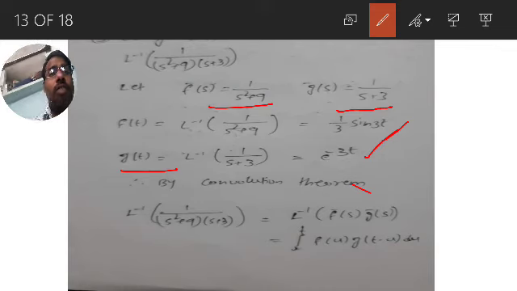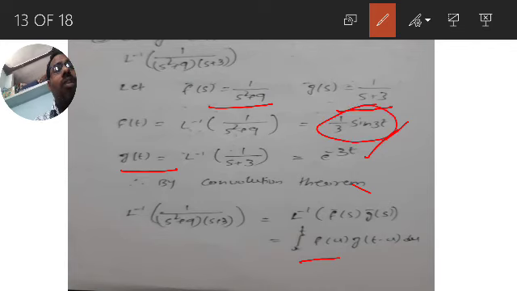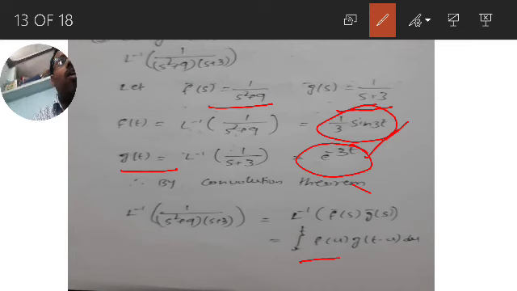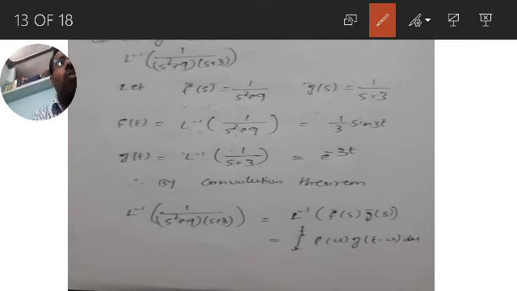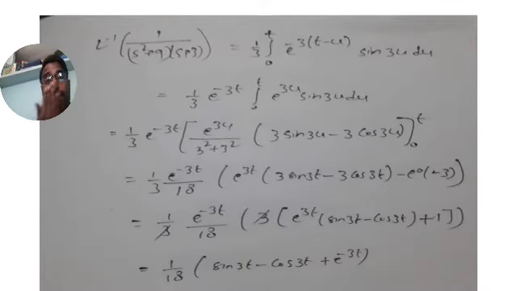By convolution, L inverse of f bar of s into g bar of s is the integration from 0 to t of f of u into g of t minus u. In place of t you have to write u, it becomes 1 by 3 sin 3u. In place of t you have to write t minus u, it becomes e power minus 3 into t minus u. Now let us go to the integration part of this problem.